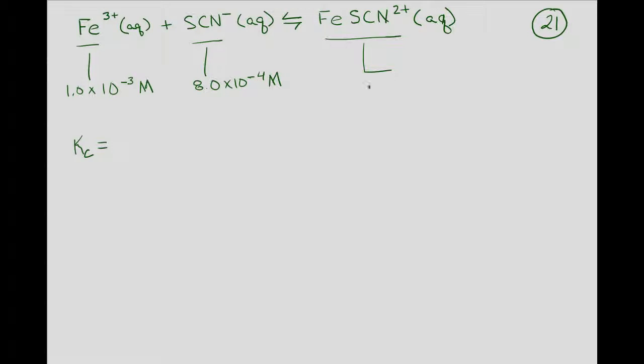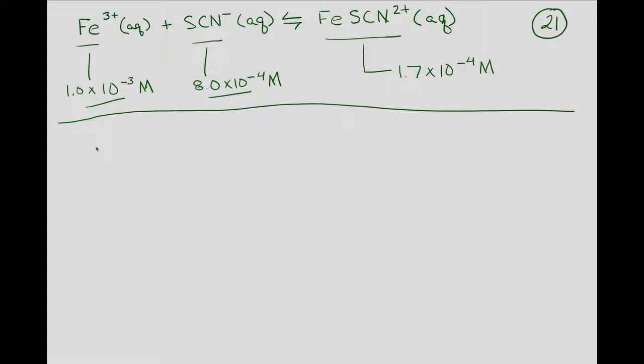And for the conclusion, remember this is initial, and this FeSCN2 plus, this is at equilibrium. So 1.7 times 10 to the minus 4 molar. So what we need to do is set up an ICE table so that we can actually find what all the components are at equilibrium.